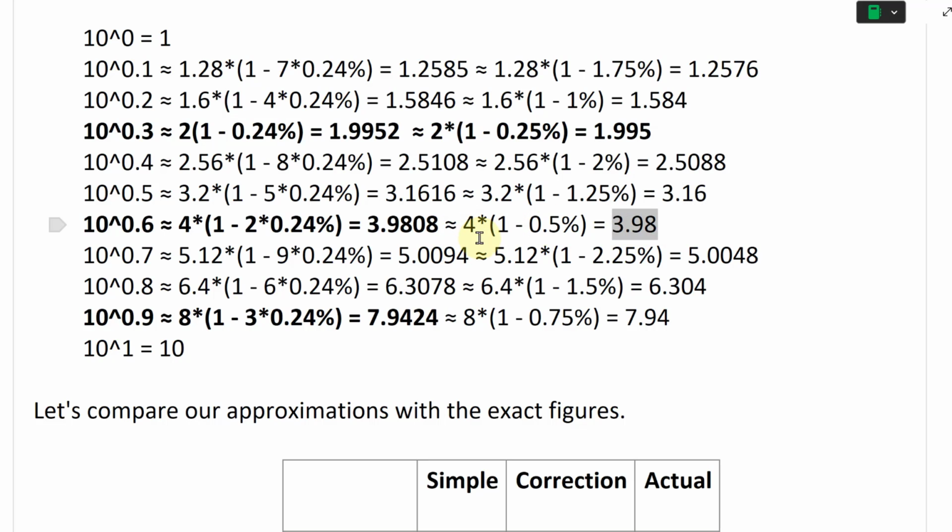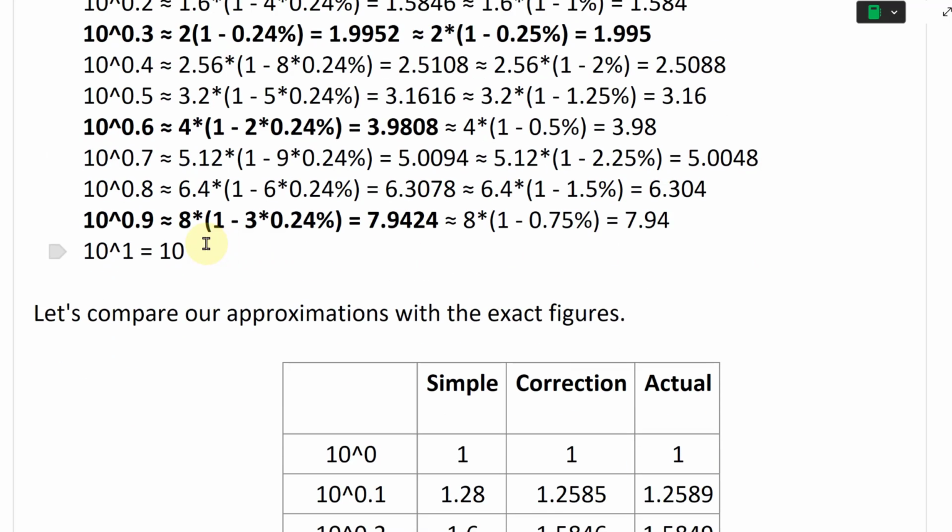It depends. This one is if you want to do it in your head, and this one if you have a calculator, just do it like that. Or you can do it by hand, more tediously. But anyways, 10 to the 0.7 is 5.12, and then minus 9 times the error. And you could also, 9 times the error, 8 would be 2, and then add another 0.25. So you get this right here, and you get 5.0094 or 5.0048.